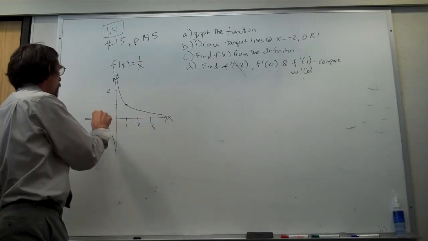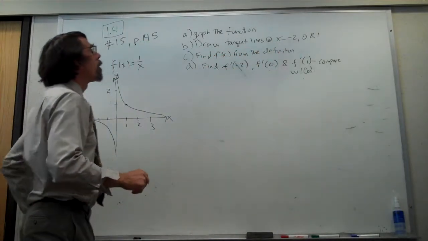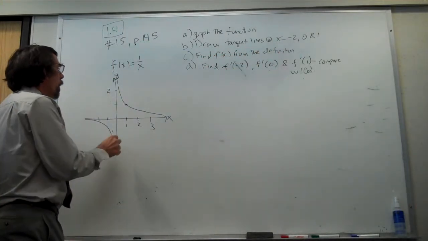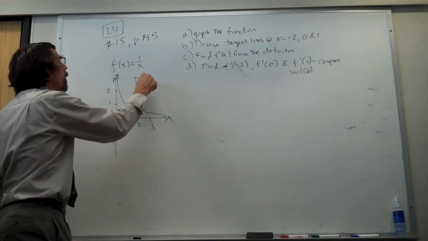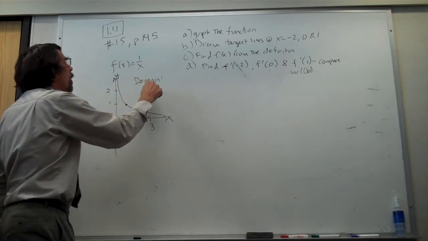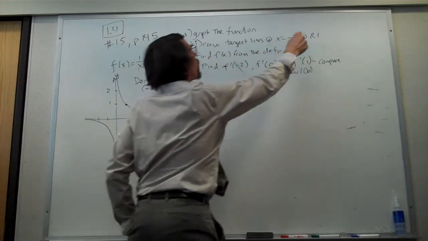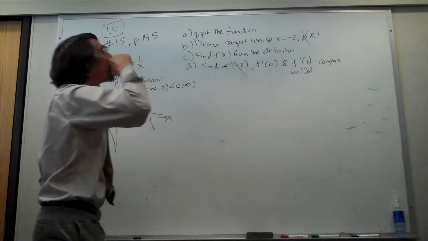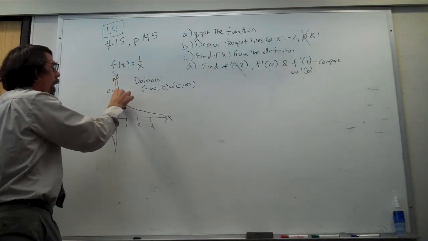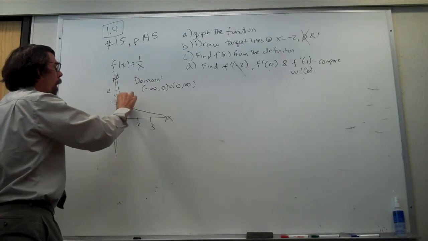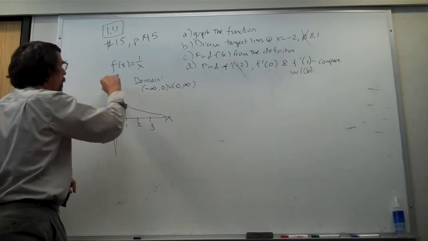And so we're supposed to draw the tangent lines at -2, 0, and 1. When x equals 0, there's nothing you can do, because the domain is everything except for 0. So we don't even have to do this problem. We just got to draw tangent lines at 1. So the tangent line is a line that touches the graph just in one spot. So that would be the tangent line right there. So I'm just going to dash it.